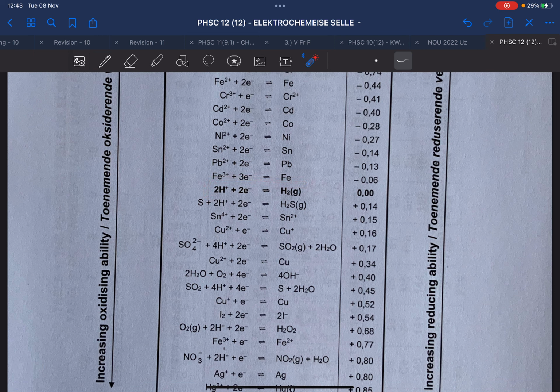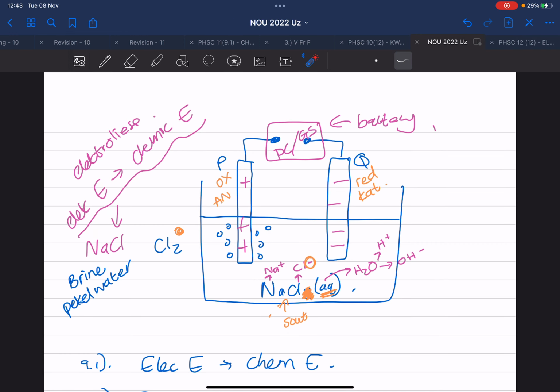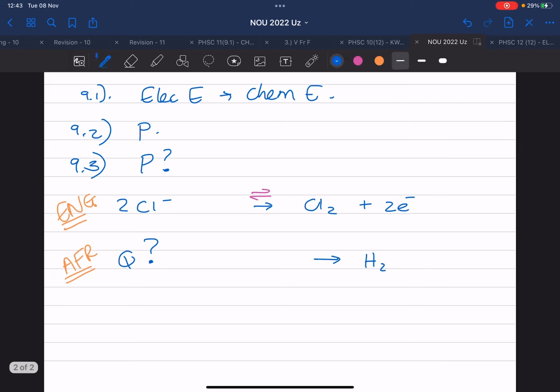Goed, so hoekom nie hierdie ene nie? Want jy het nie net met hom begin nie, jy het ander goeters ook. Jy het begin met water en hy gee vir jou ander produkte ook. So, it gives you hydrogen gas, but it also gives you two hydroxide ions, and you start with two waters, and you gain two electrons. Okay, so daai was jou reduksie halfreaksie, ja.